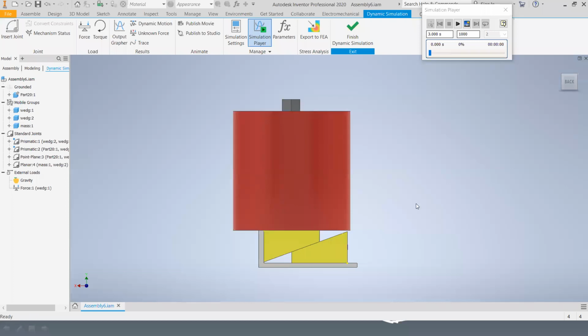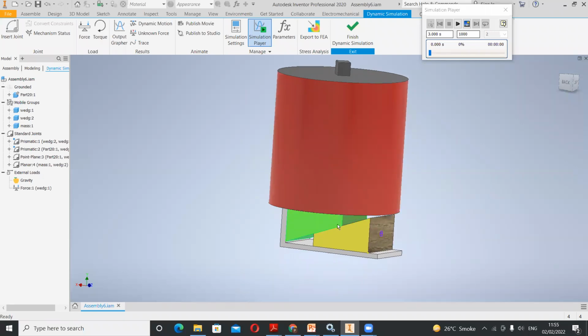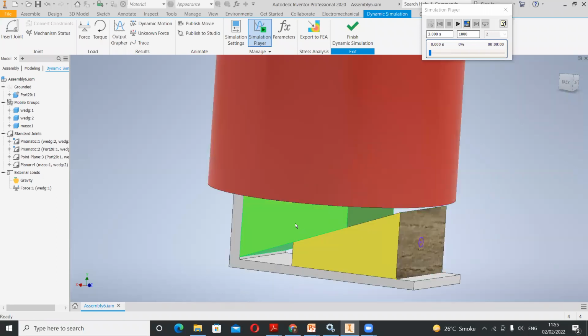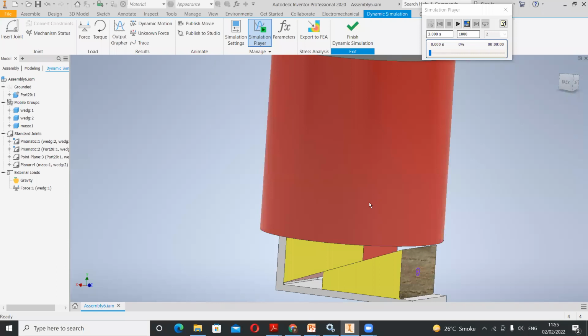Okay, so I have shared one software screen. Here you can see there is one wedge arrangement. This is wedge B, this is wedge A, and this is the heavy machine part, which is to be lifted by a very small distance, exactly in the upward direction.